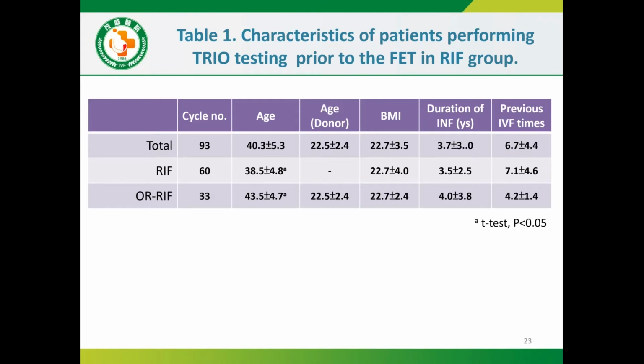Patients performing endometrial testing prior to the FET in the IF group are shown in Table 1. 93 IF cycles were included in this study. There were 60 IF cycles and 33 IF with oocyte recipient cycles. The average age was 38 to 43 years old. BMI was about 22. The duration of infertility was about 3.5 years. The number of previous IVF cycles was more than 3.